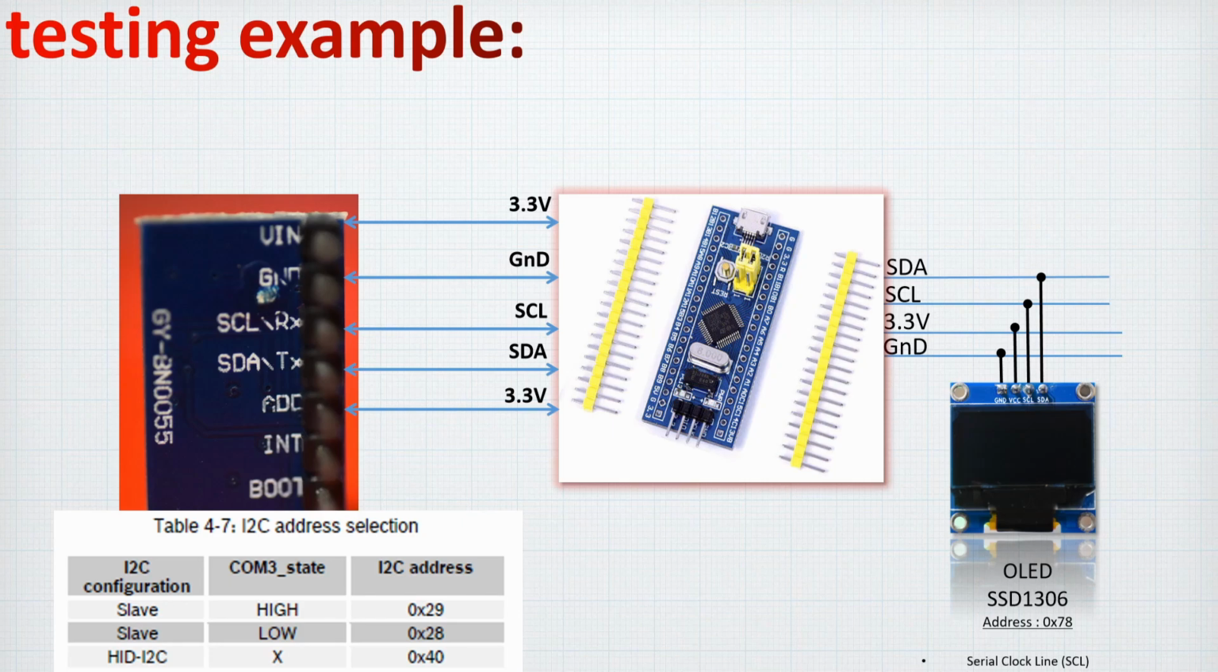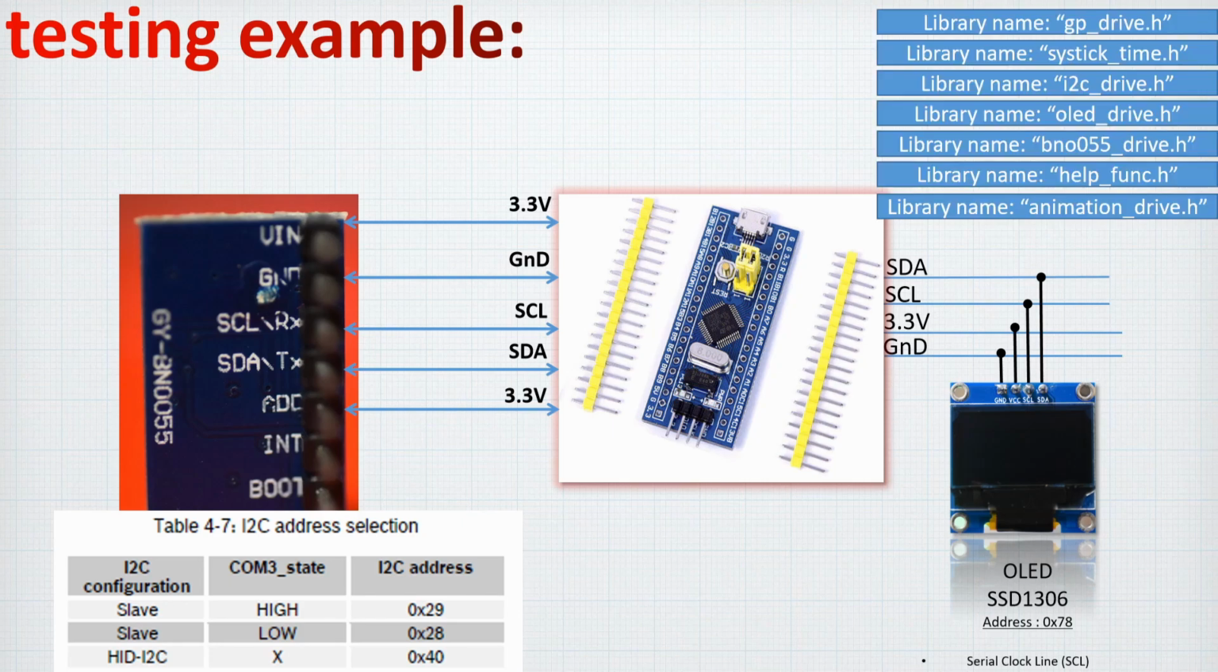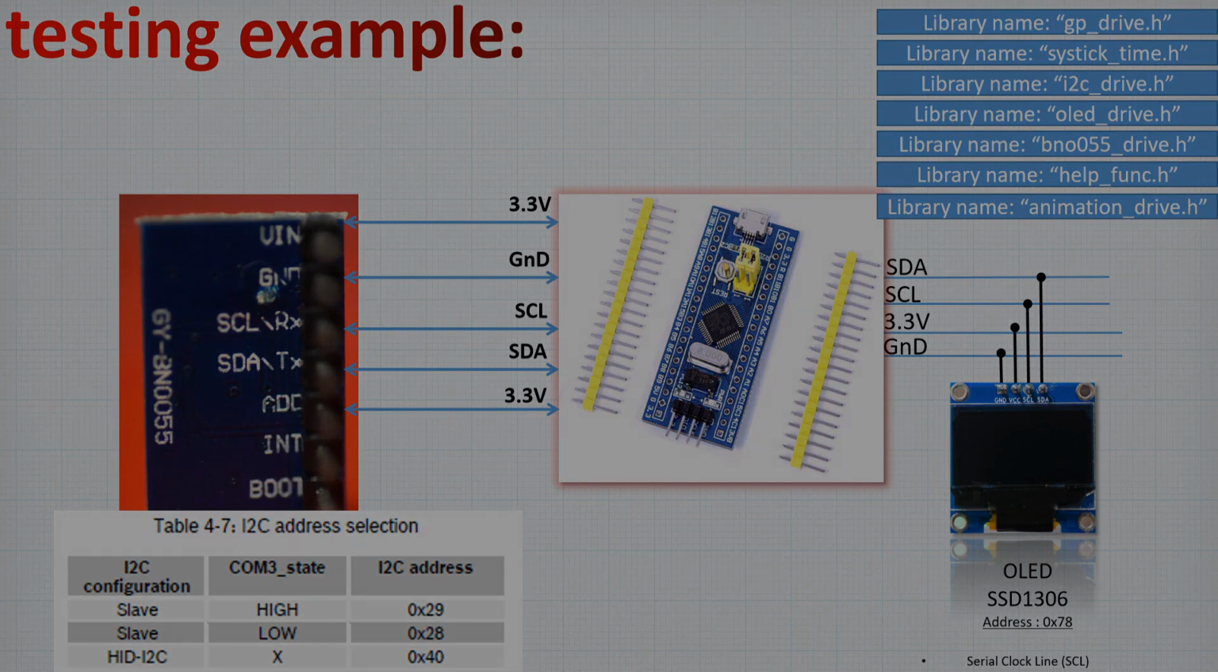For the libraries, this is the list of libraries that will be used. And don't forget that this program is available on GitHub, so you don't need to confuse yourself about this. Okay, so now that we have reviewed the circuit and we have an idea, let's jump to the code.